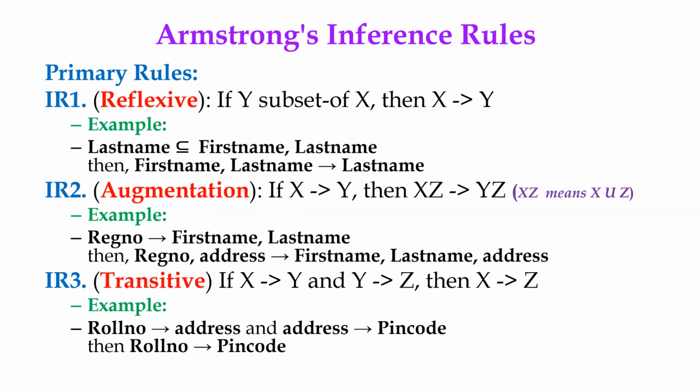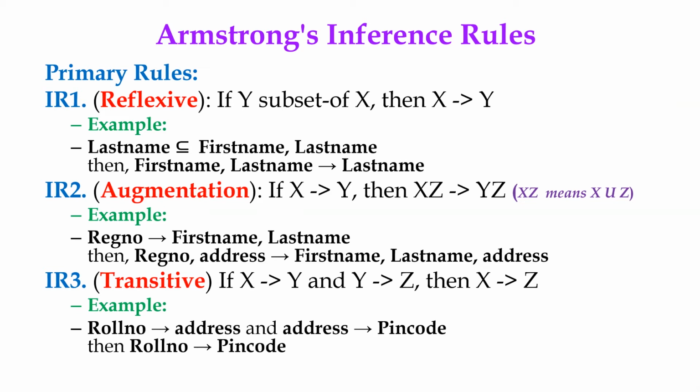The second rule is augmentation. That is, if there is a relation like X determines Y, then adding an attribute Z to both sides gives XZ determines YZ. For example, register number determines first name, last name. Now I am including address on the left-hand side. That left-hand attribute is also replicated on the right-hand side, which means address is appended to both left and right attributes. So register number, address determines first name, last name and address.